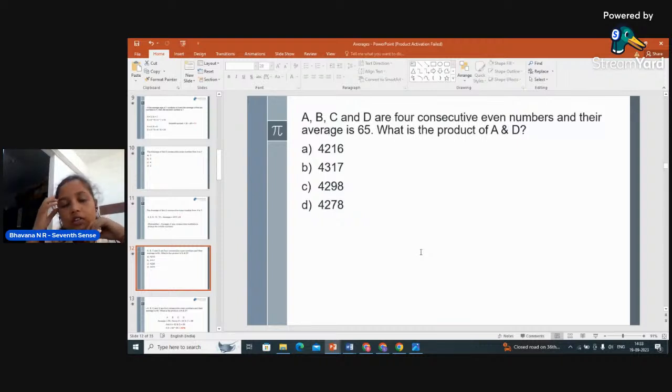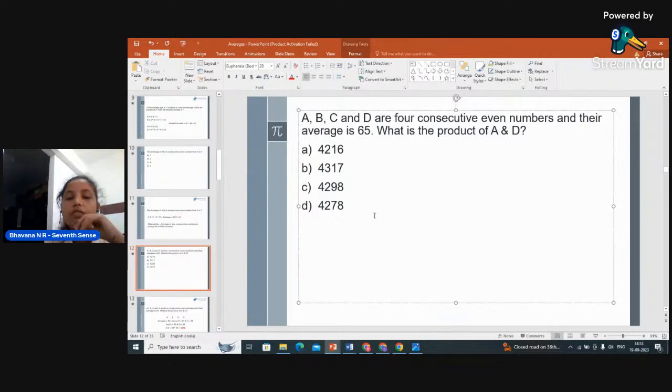So what we have to work out is, since the average is 65, where we have to start. There is nothing more to think about here, right? It is a continuous series, and we have to find the product of these two numbers. So we have to calculate what A is and what D is, and the middle of these numbers is 65, right?